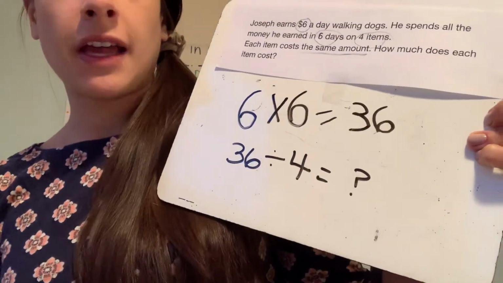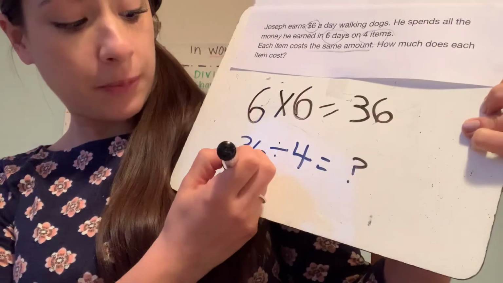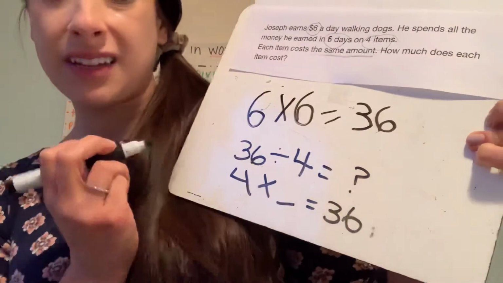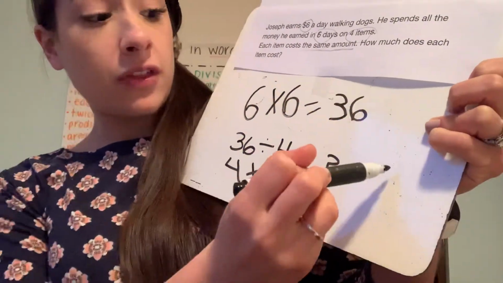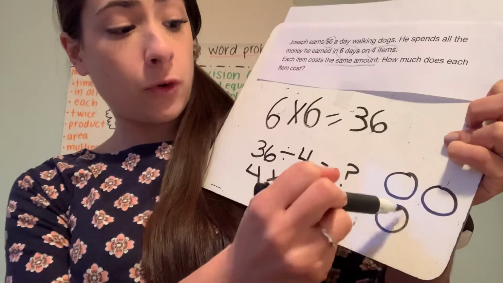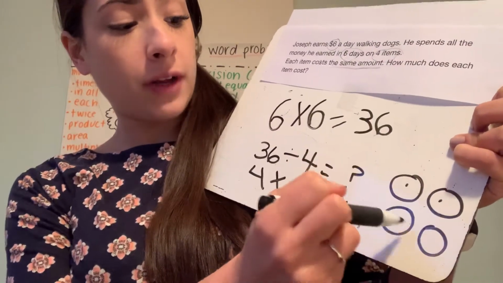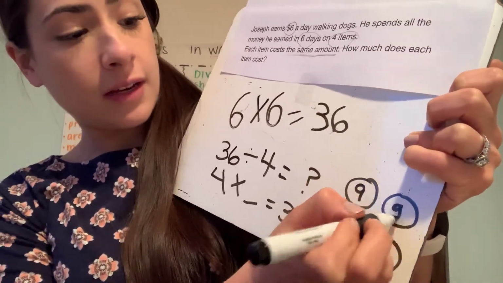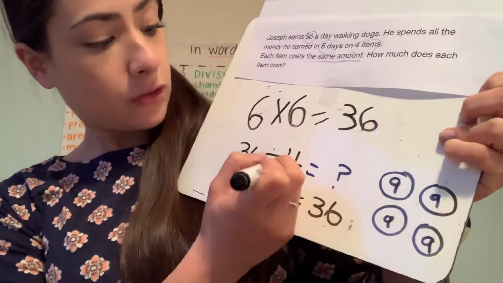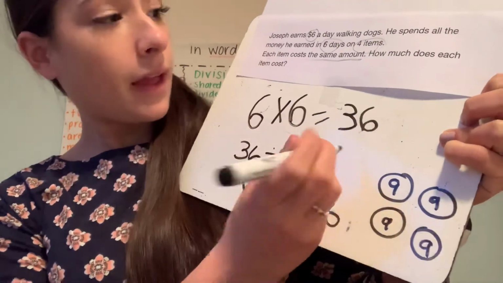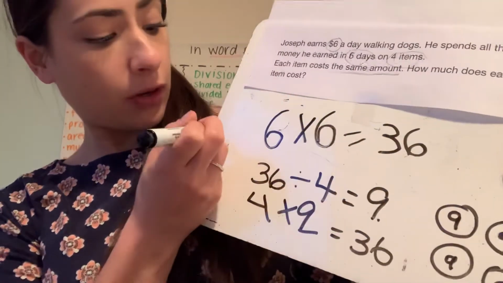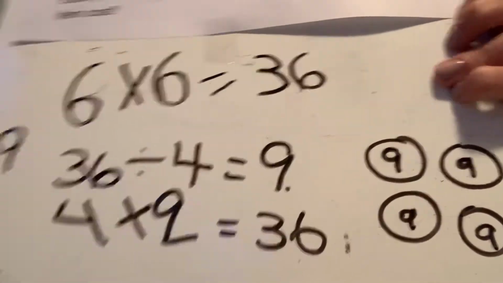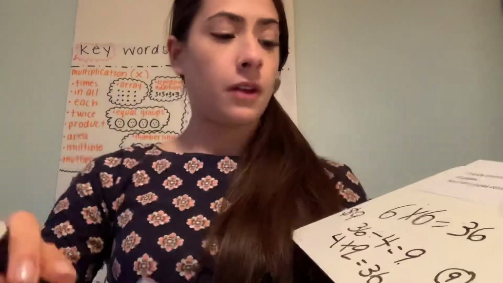So some of us have a hard time with division. You can flip it around and say 4 times what number equals 36. And if that still doesn't help you, then your job is to make 4 groups and put 1 in each until you get to 36. The answer is 9. So, how much money does each item cost? Each item costs $9.